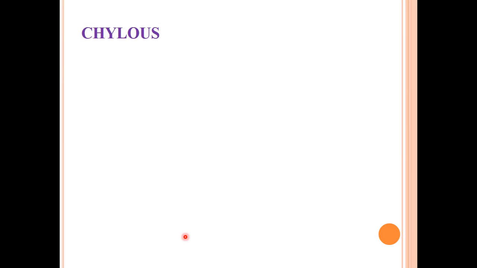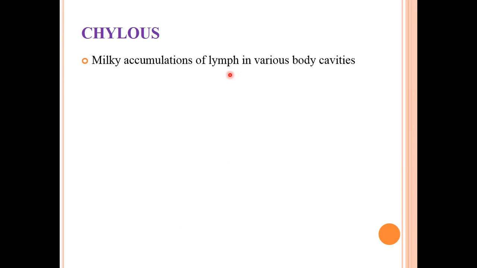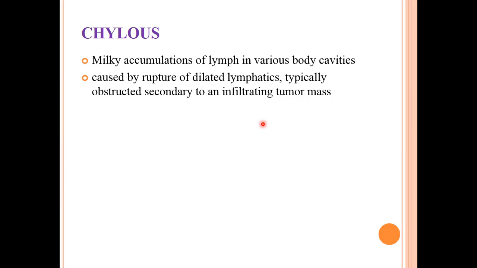The last subject of this lecture is chylous. Chylous is milky accumulation of lymph in various body cavities. So in this condition, the accumulation of lymph does not happen within the interstitial spaces of tissues. It happens within body cavities. We have 3 body cavities, as you know, that might develop lymphatic accumulations, and those are the pleural cavity, the pericardium, and the peritoneum. The most important mechanism of development of chylous is rupture of dilated lymphatics that are typically obstructed secondary to tumors.